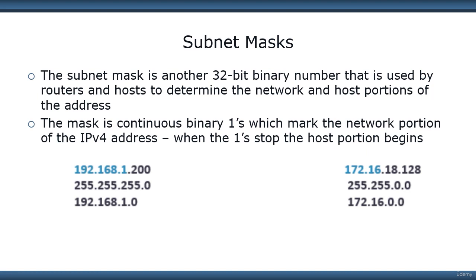So in this case, the first one there, the network ID would be 192.168.1, and then you just say .0, because you're not using that 4th octet, and the host ID would just be 200. Over on the right, 172.16.18.128, but the mask is 255.255.0.0. And so it's now only on for the first 2 octets of the IP address. Therefore, the network ID is 172.16. Now the mask is done, so we'll just put zeros in the host portion. Right? So 18.128 was the actual host ID.